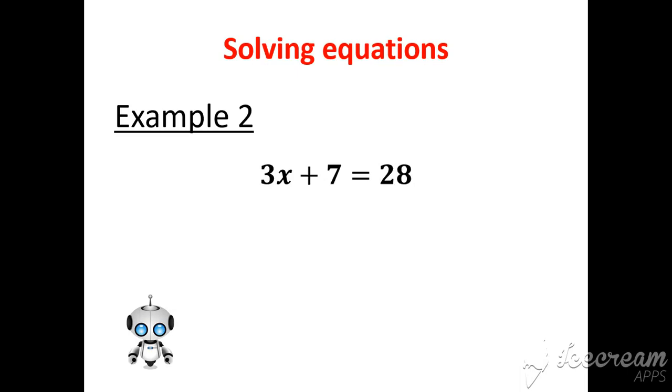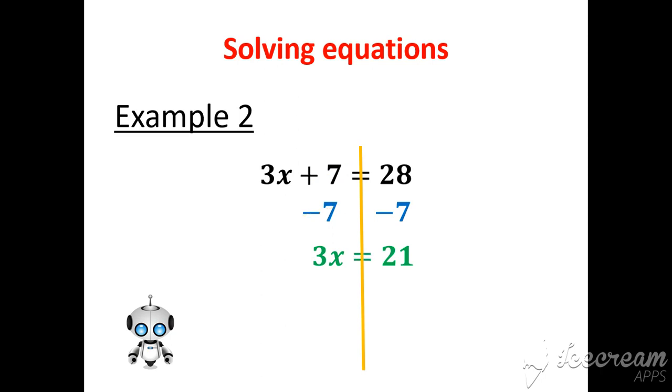Right, let's do the same technique with example 2. So line down the middle. See that plus 7? The opposite is minus 7. Minus 7 on both sides. On the right-hand side, 28 minus 7 is 21. On the left-hand side, that plus 7 and minus 7 cancel to 0. That leaves us with the 3x. Now we've got 3x is equal to 21.